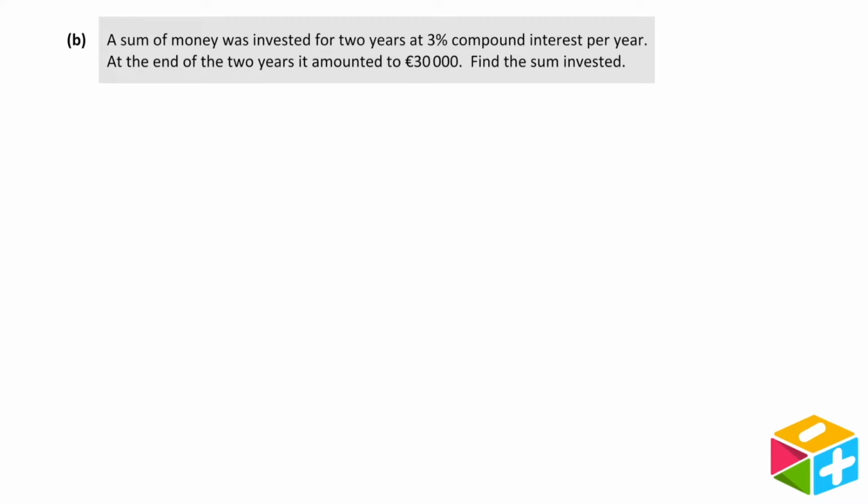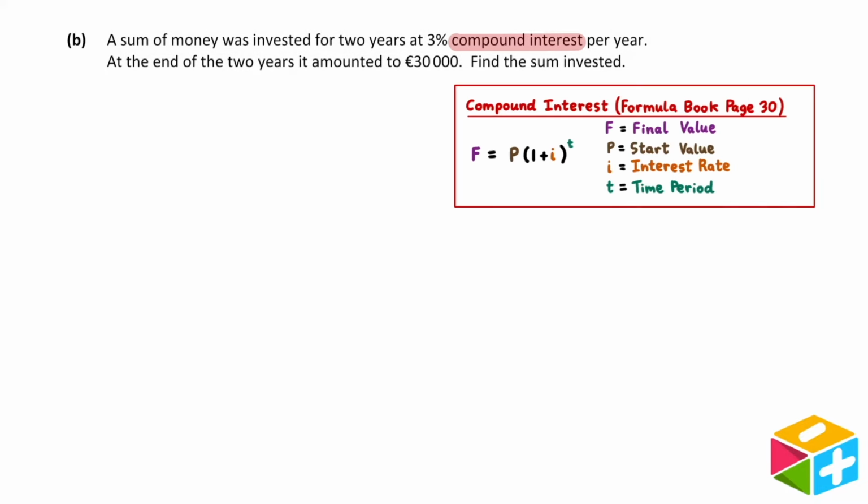A sum of money was invested for 2 years at 3% compound interest per year. At the end of the 2 years, it amounted to €30,000. Find the sum invested. Since this question involves compound interest, we'll need to use the compound interest formula on page 30 of our formula book.